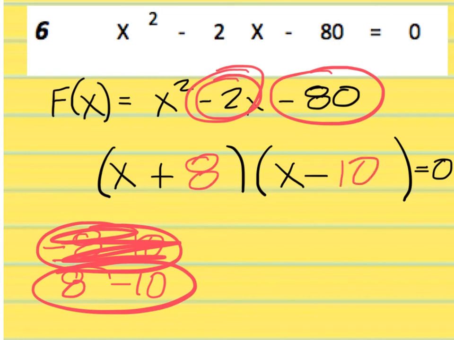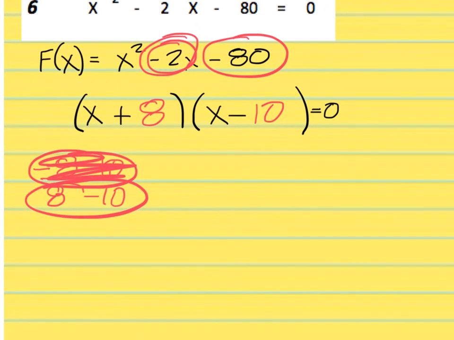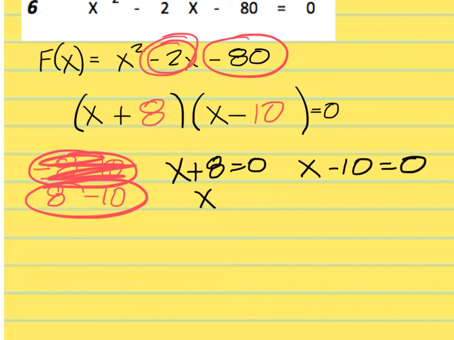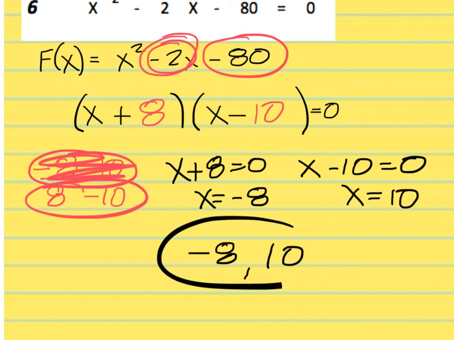When I do that, I can set both of those quantities equal to 0. x plus 8 equals 0, and x minus 10 equals 0. So x equals negative 8, x equals 10. So negative 8, 10 are your zeros.